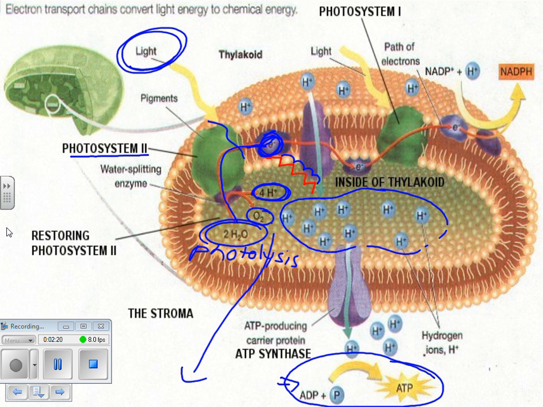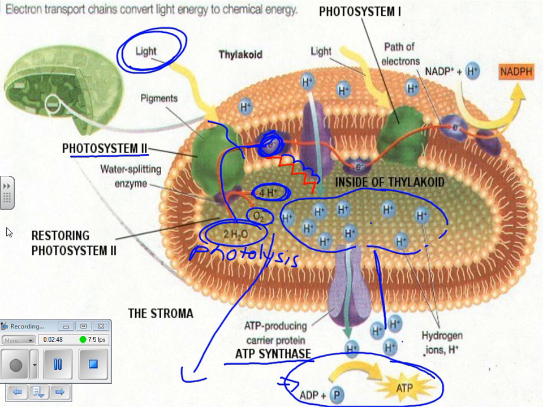The purpose of that is now we've got a chemical gradient between the inside and outside of the cell. I've got a higher concentration inside than outside. When these ions move through this channel, which is called ATP synthase, this is what's generating the ATP. So we're getting energy from photosystem 2 and then energy from the movement of these hydrogen ions.